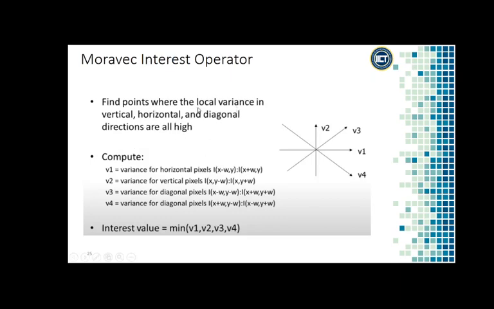We have to find the points where the local variance in vertical, horizontal, and diagonal directions are all high. So we compute the variances in the horizontal direction, vertical direction, and diagonal directions, and this is the kind of computation which we perform. Like V1 is the variance, and V2 is the variance. And what we will do is compute the interest value by taking the minimum of all of these variances.